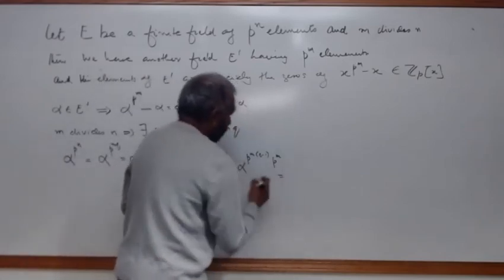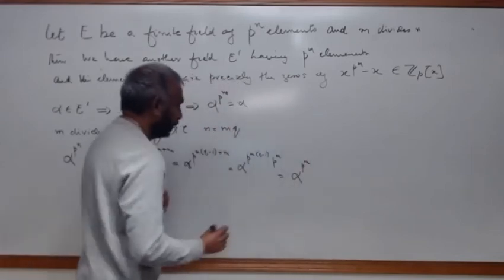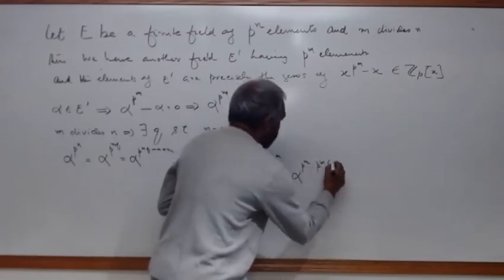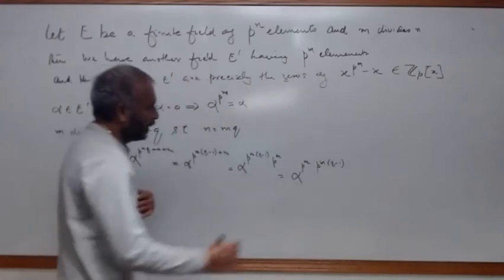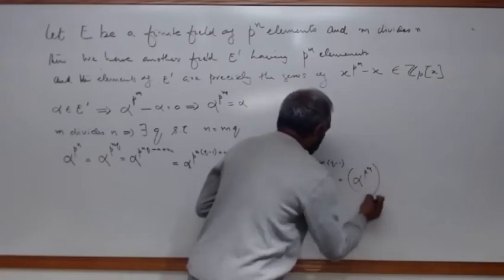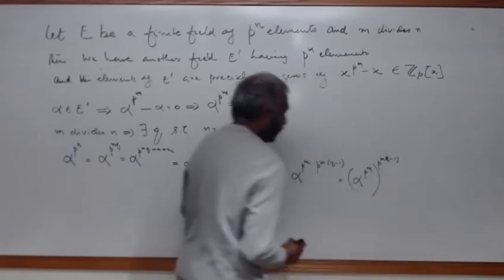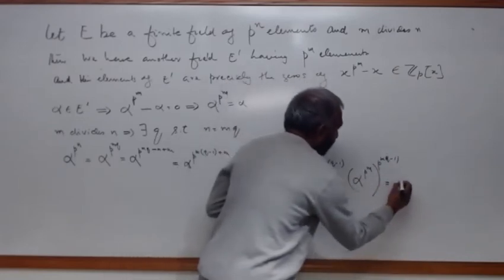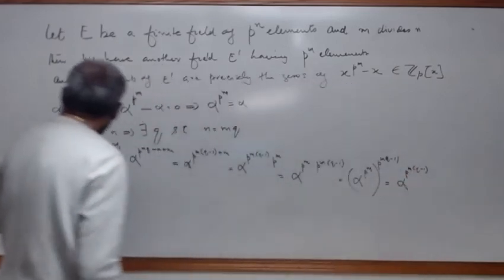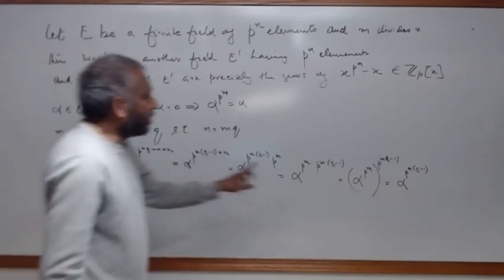And that is equal to, I am going to write it as alpha to the power of p to the power of m times p to the power of m q minus 1. And that is equal to alpha to the power of p to the power of m to the power of p to the power of m q minus 1. And this is alpha, and that is equal to alpha to the power of p to the power of m q minus 1. So we started with mq and we arrived at mq minus 1.